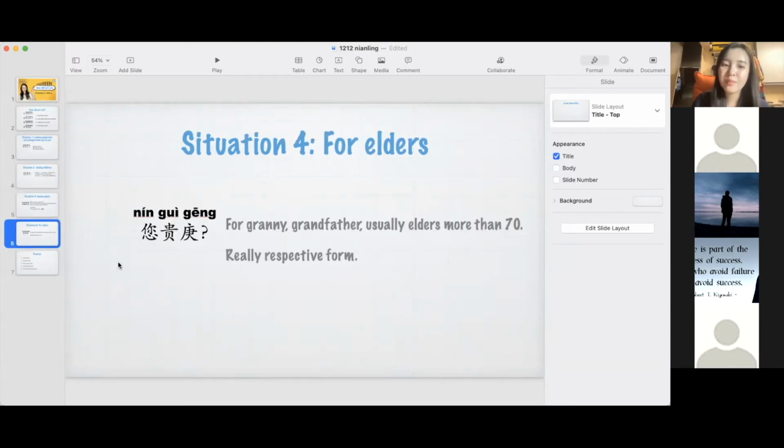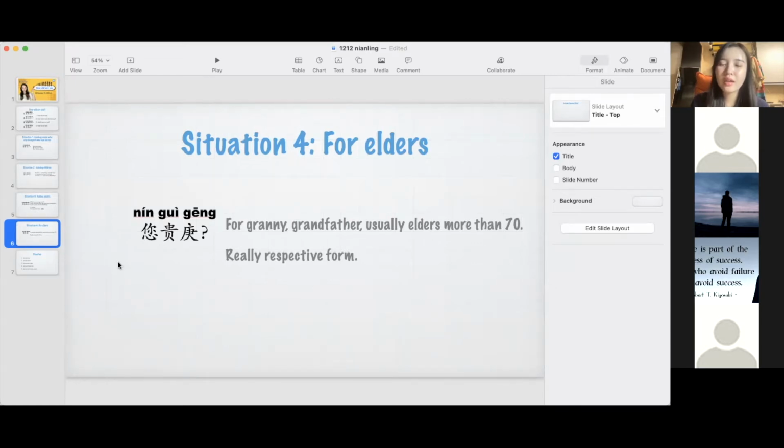In situation 4, this is one I particularly want to explain to you guys. We ask this for elders. 您贵庚? You cannot say 你贵庚. This question only has the respectful form, because it is asking a granny, grandfather, grandmother, whatever, usually elders more than 70, really old. You can see they are really old, and it's the highest respectful form.